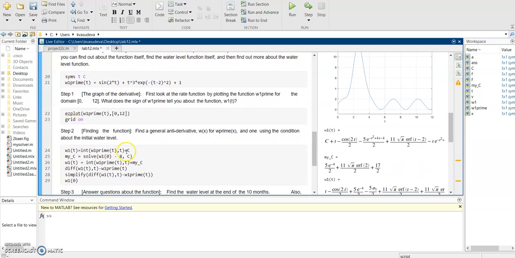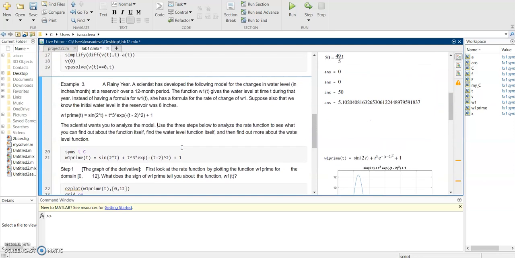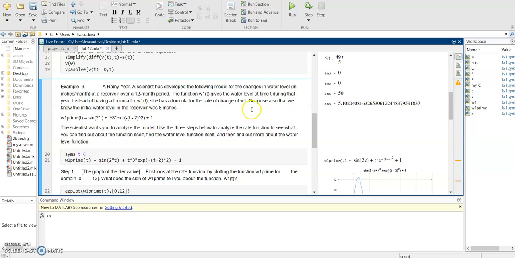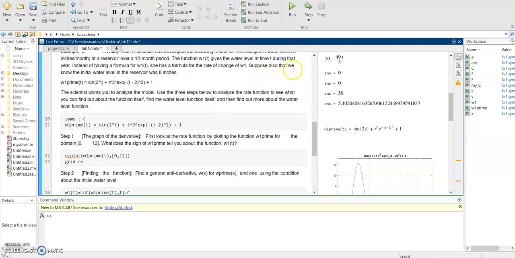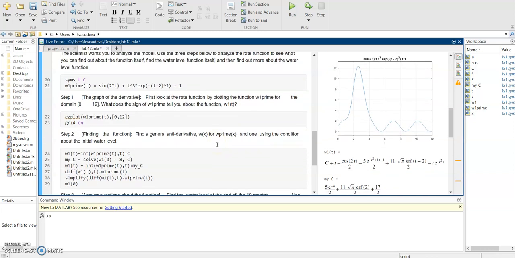Then step 2 is to find the antiderivative and solve to find c. So I'm going to call this w1 of t, which is the antiderivative of w1 prime of t. So I'm going to use int of w1 prime with respect to t, plus c. Now the condition given here is w1 of 0 has to be 8. Suppose that we know the initial water level.